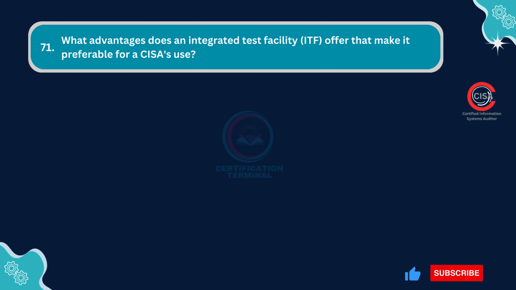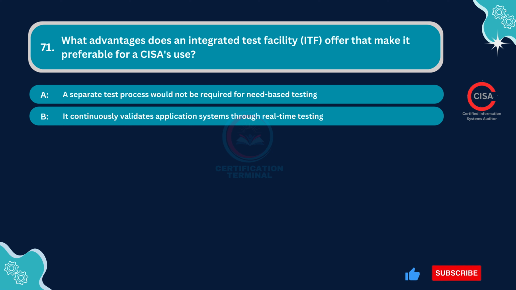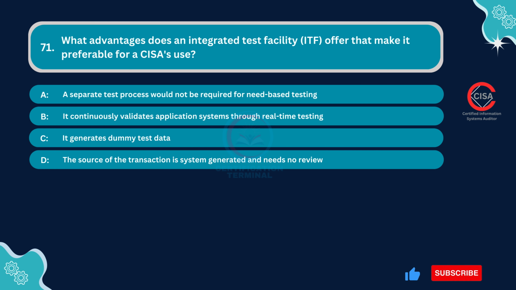Question number 71. What advantages does an integrated test facility offer that make it preferable for a CISA's use? Option A, a separate test process would not be required for need-based testing. Option B, it continuously validates application systems through real-time testing. Option C, it generates dummy test data. Option D, the source of the transaction is system-generated and needs no review. The correct answer is Option A, a separate test process would not be required for need-based testing.